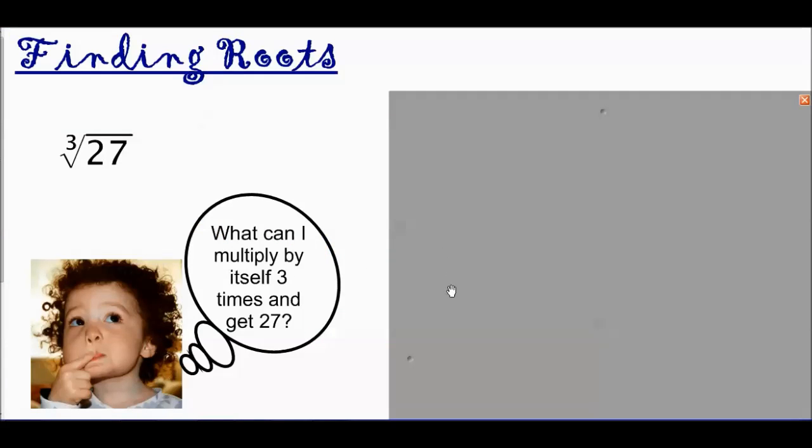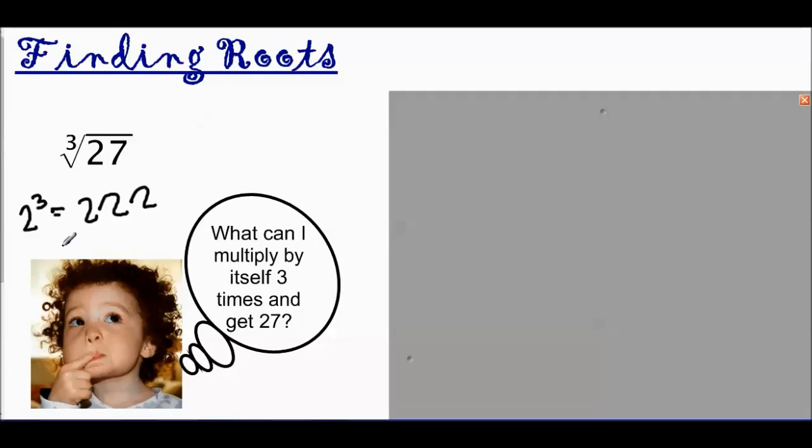So first, let's look at finding roots. How this is spoken is, what is the third root or the cubed root of 27? To find that, you ask, what can I multiply by itself 3 times and get 27? If you're not really familiar with cubes, like 1 to the 3rd power, 2 to the 3rd power, just do some guess and check. 1 to the 3rd power would be 1. If I had 2 to the 3rd power, that's going to be 2 times 2 times 2, which would be 8. That's not big enough.